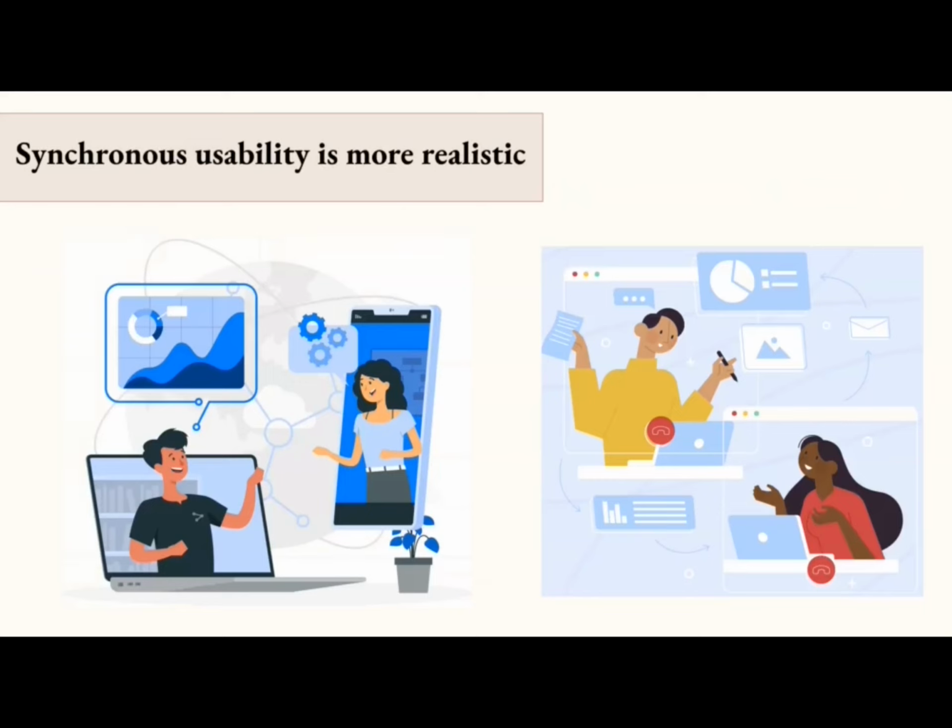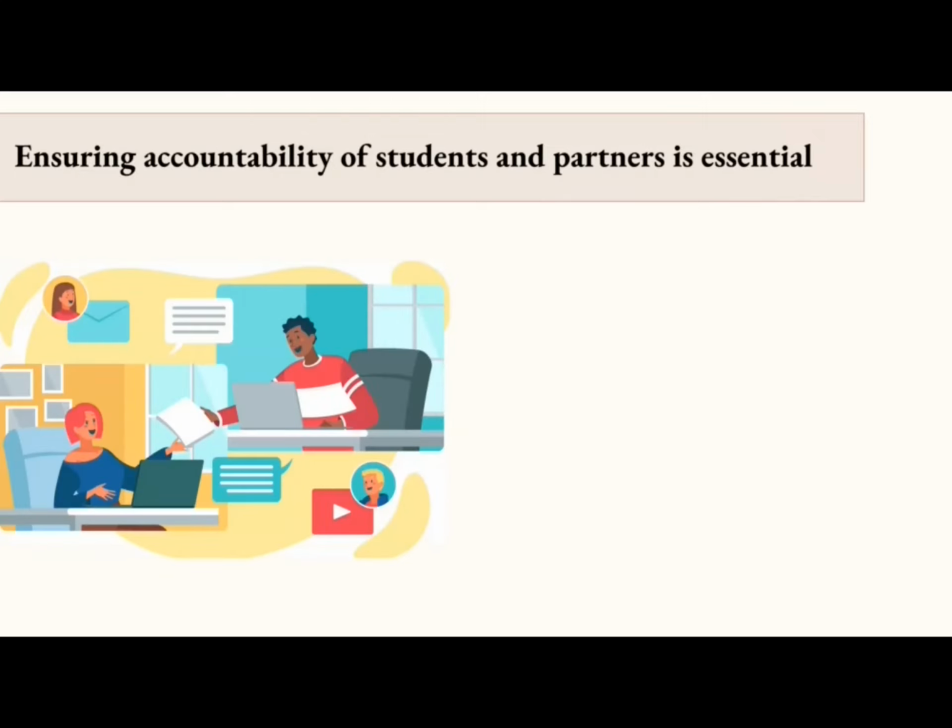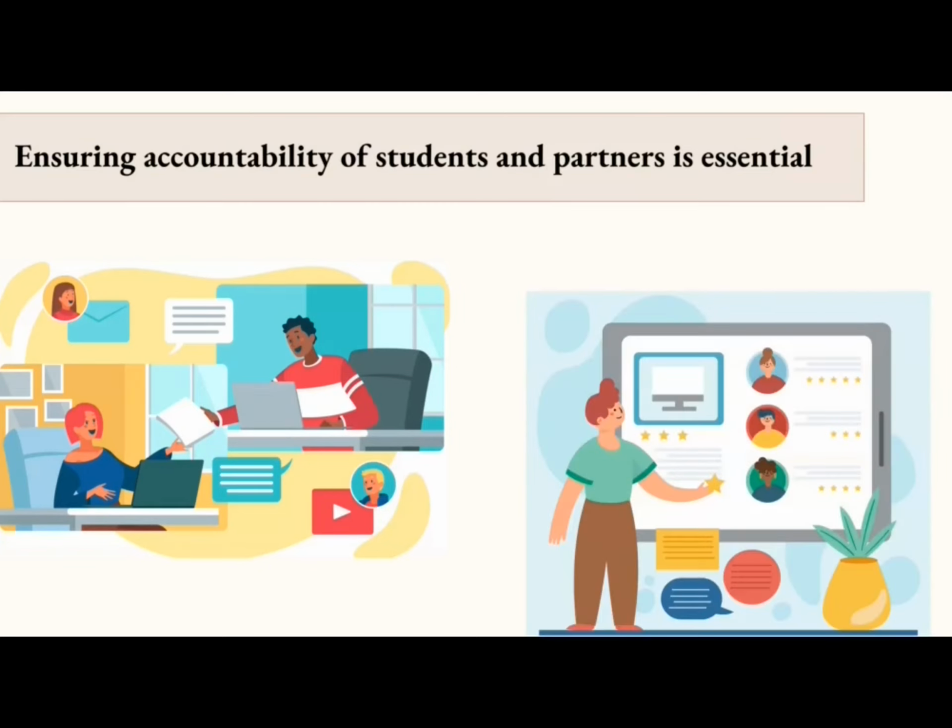Synchronous usability testing is more realistic and closer to the actual experience and can capture the nuances of feedback that might be lost in an asynchronous usability testing. Ensuring accountability of students and partners is essential in online courses. This can be facilitated by keeping track of communications between the students and the partners, and even a confidential group member evaluation can be a really helpful way to ensure accountability within student groups.